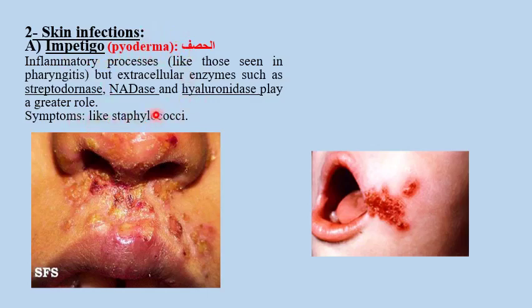Let me remind you of the symptoms. They are thin-walled vesicles that burst and then form a crust over them. They are found around the nose and on the face, around the nose and mouth. So this is the first skin infection.